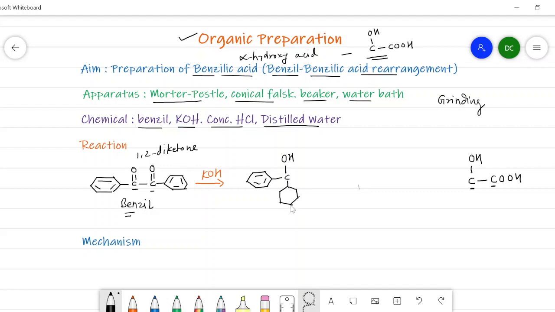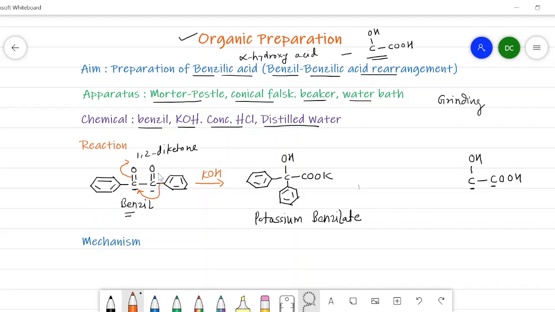like this, and there is a formation of a salt, that is potassium salt. It is potassium benzilate. Now look carefully. This is the structure of benzil, this is the structure of potassium benzilate. So from this structure it is clear that one of the benzene rings is migrated from one carbon to another with the formation of a C single bond OH group.